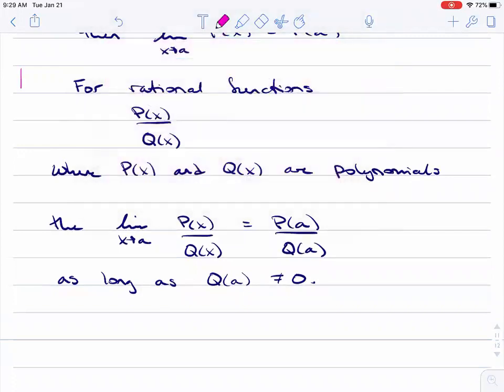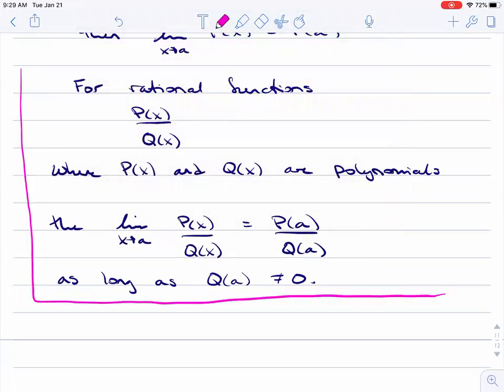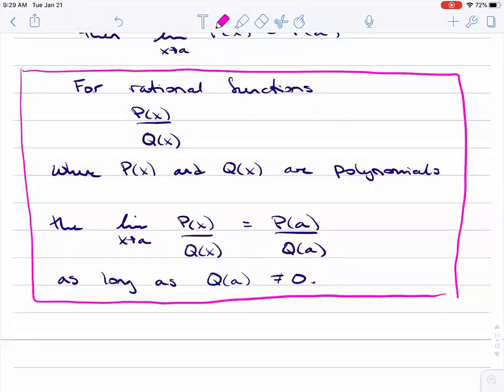I'll put a box around just starting here, because that's kind of what we were getting at. So if you've got a polynomial over a polynomial, that's great, because then you know that you can just plug in the values as long as it doesn't cause it to be undefined. If it causes it to be undefined, we usually change the function a little bit, not by changing the meaning of it, just by multiplying by 1, which is going to be a convenient trick that we use.